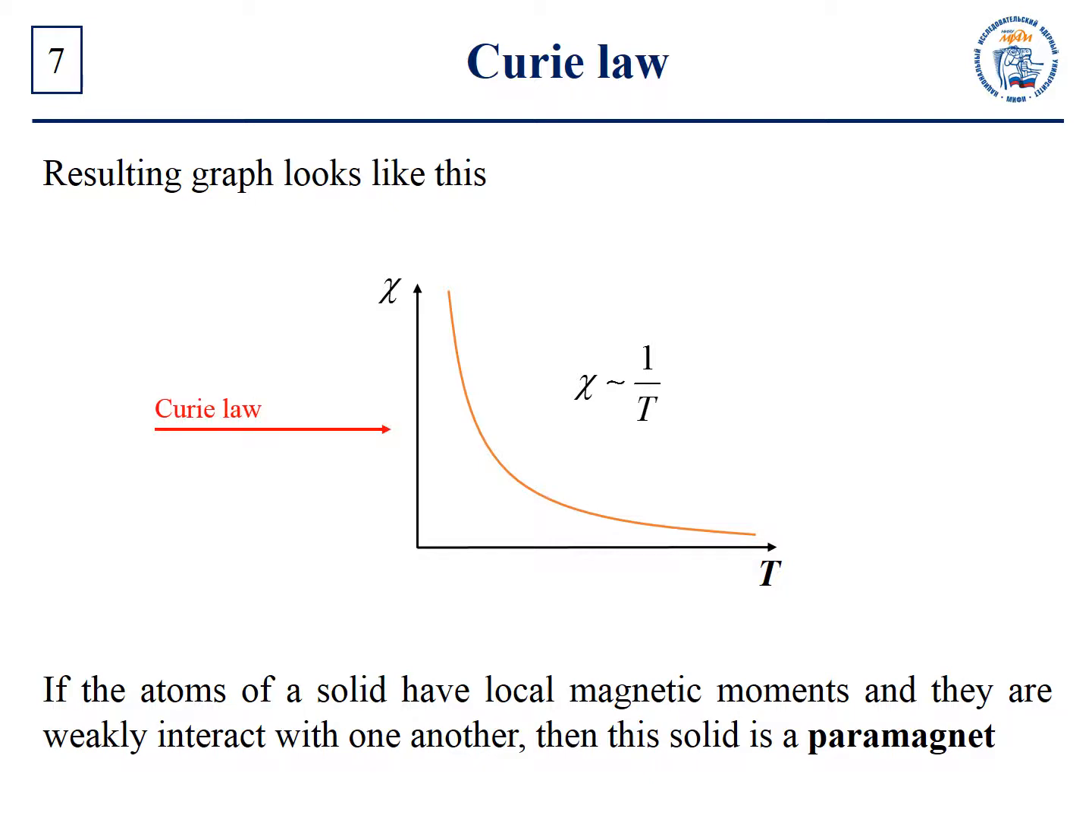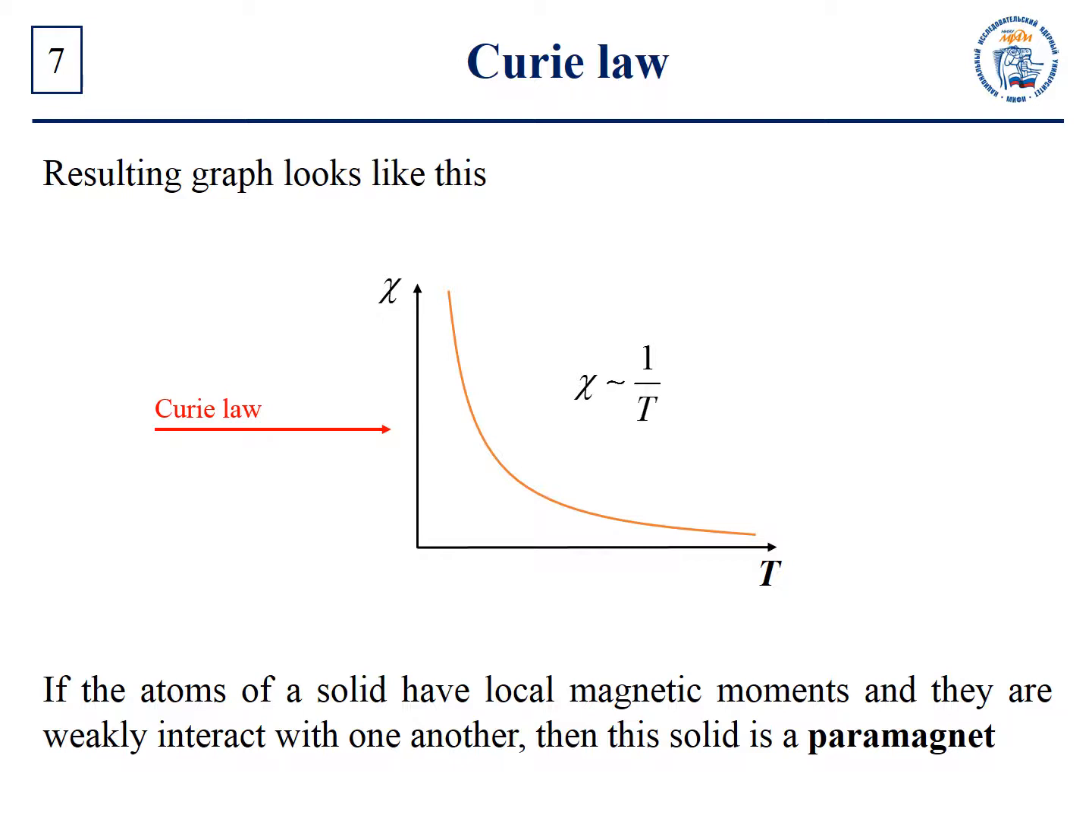The fact that chi is greater than 0 implies that materials containing non-interacting or weakly interacting magnetic moments are paramagnetic. The magnetic moments of such material are oriented along the magnetic field, so the magnetic field inside the material becomes stronger. Measuring the chi, the proportionality factor can be obtained.